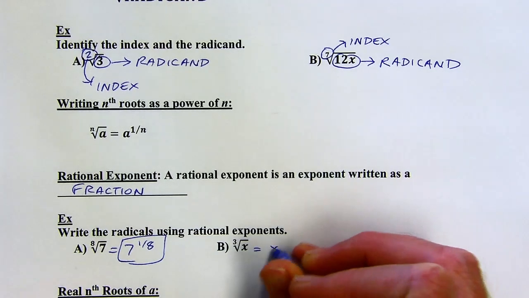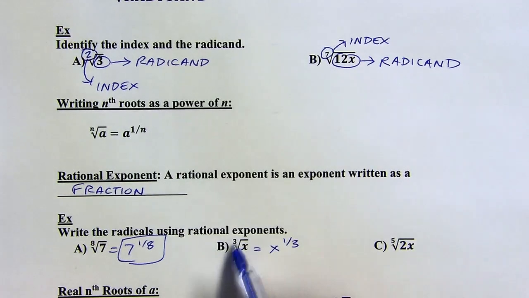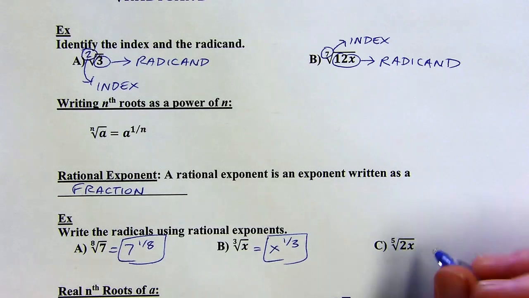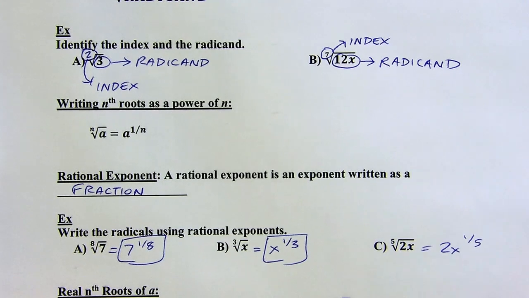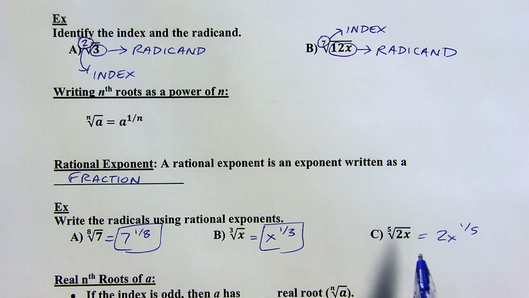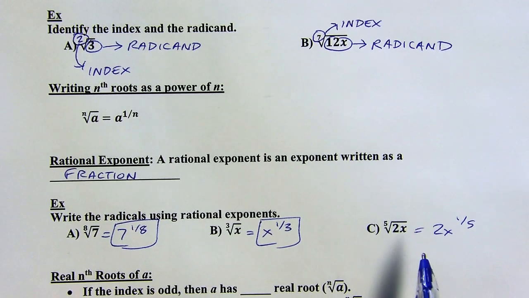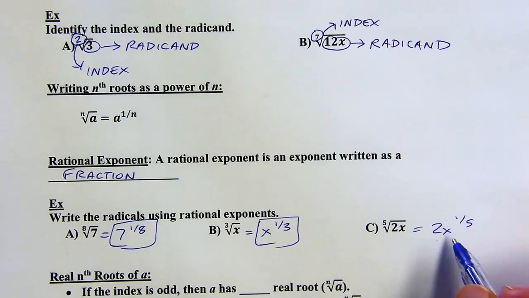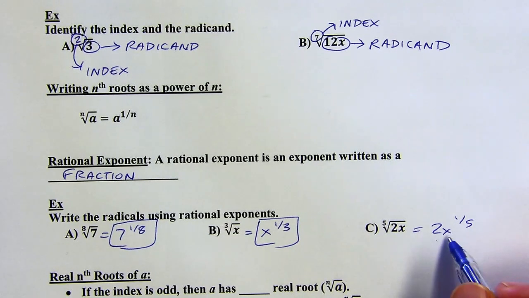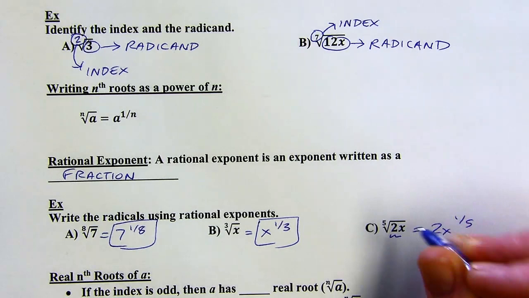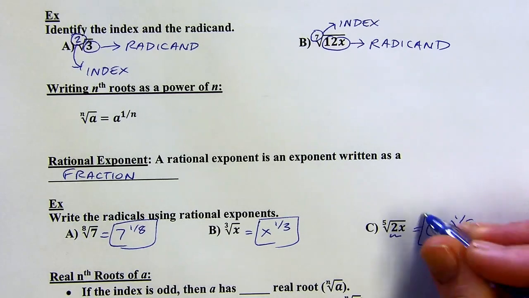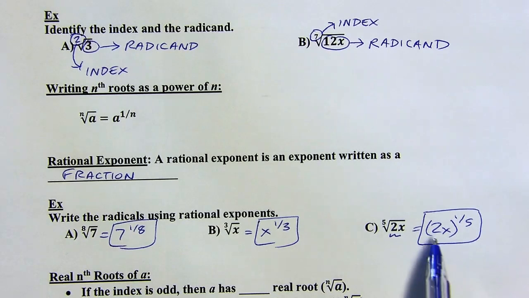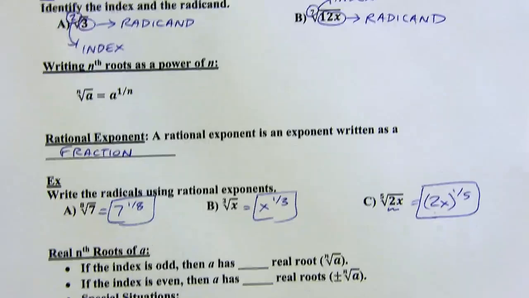Okay, this is going to be x to the 1/3. I'm always doing 1 over the index for these ones. Okay, and it's tempting on this one to write that, and that's almost correct, but there is a little mistake here, and it's an important mistake though. So when I write 2x to the 1/5, only the x is raised to the 1/5. The 2 isn't. It's really 2 to the first times x to the 1/5. That's not what I want. I want this whole radicand to be raised to the 1/5. So I want to put parentheses around the 2x, and that's an important distinction because that shows that both the 2 and the x are getting raised to 1/5.